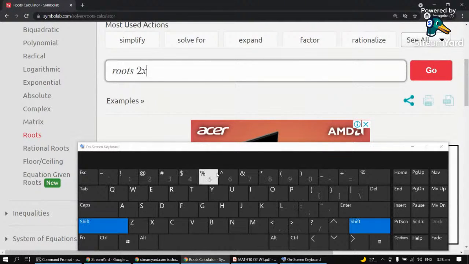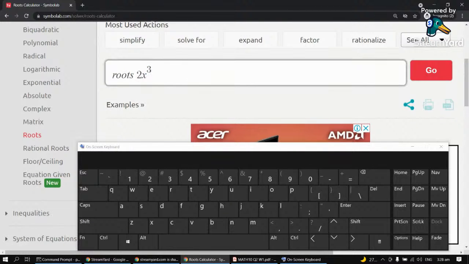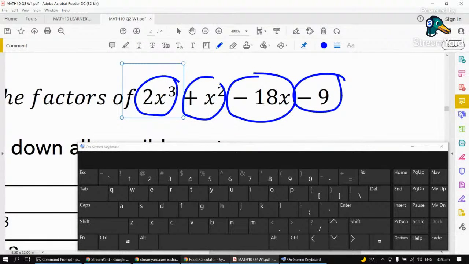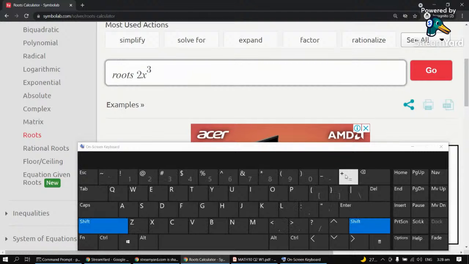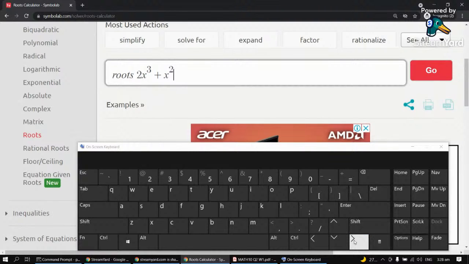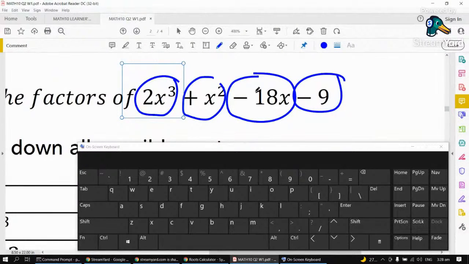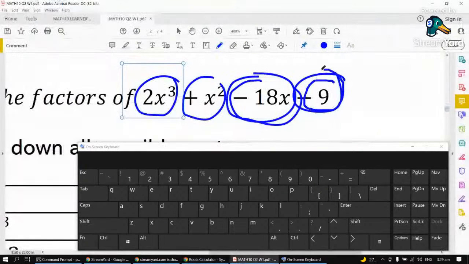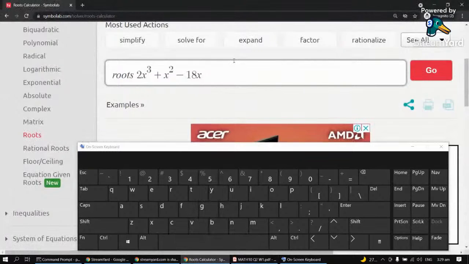2x cube plus x squared, plus x squared, and then click natin tong right arrow key, and then negative 18x, minus 18x, and the last one is negative 9. So click natin tong minus and then 9.